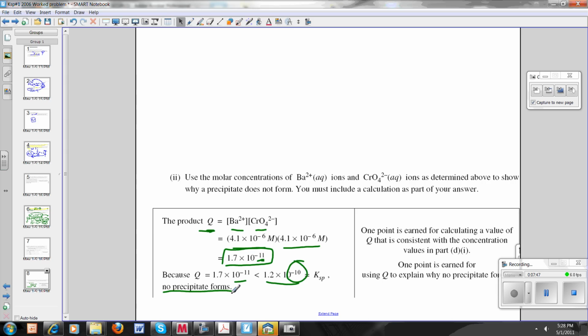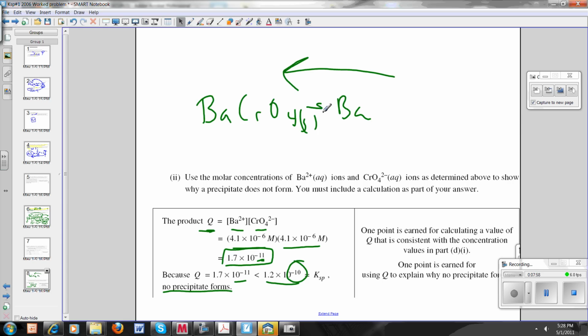If Q is greater, we've gone past equilibrium, which means the reaction will shift back to the reverse. That's why I kind of wrote it wrong at the beginning: barium chromate, which is a solid, goes to Ba2+ and CrO4 2-, that's supposed to be an arrow. Wow, that's bad writing. But that's the key. If Q is larger, it's going to shift this way. In this case, Q is smaller, and that's why we say a precipitate does not form. They told you that in the problem. You just had to actually sit and apply it.